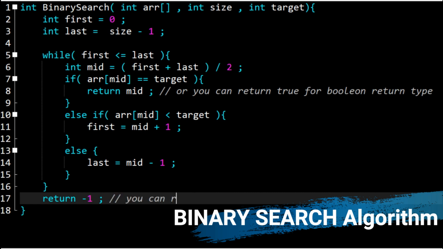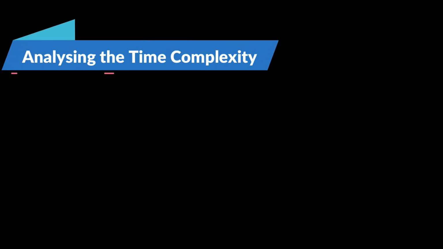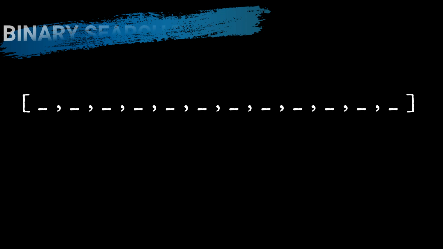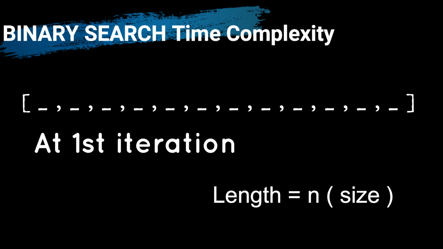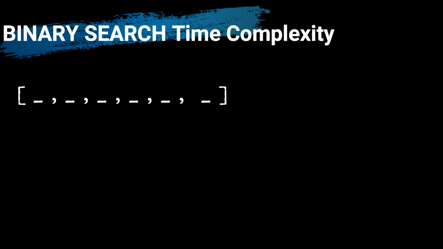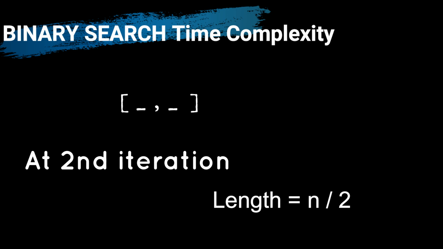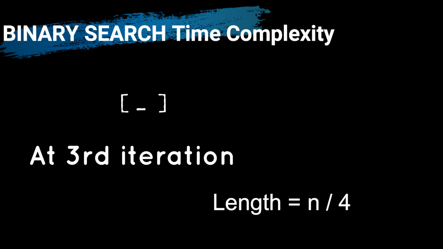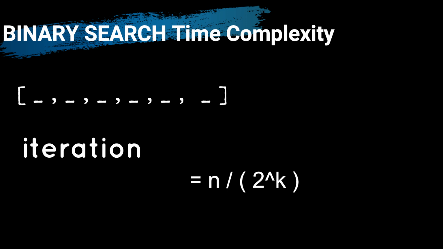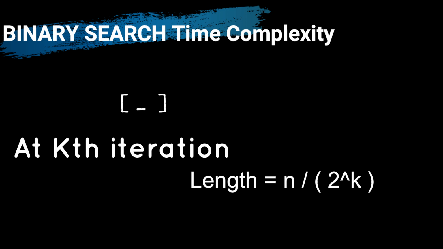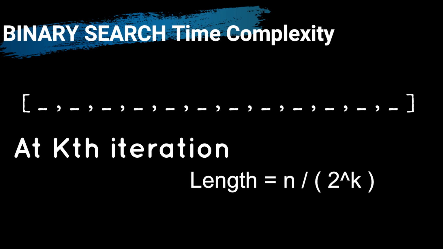Great, now you learned a super cool algorithm which is binary search. Now is the time for the final step, which is analyzing the time complexity. As we know, after every iteration our interval size becomes half of the current interval. Let's explore it. At the first iteration the length of the array is equal to the size. At the second iteration the length of the array is equal to size by 2. At the third iteration the length of the array is equal to size by 4. Similarly, for the kth iteration the length of the array will be equal to size by 2 to the power k.